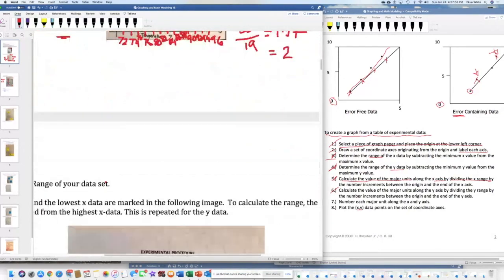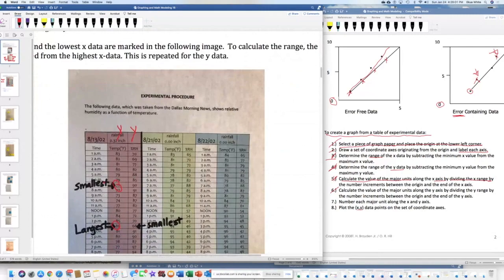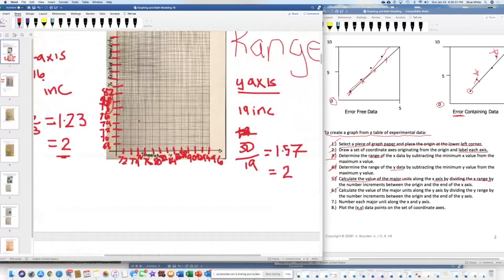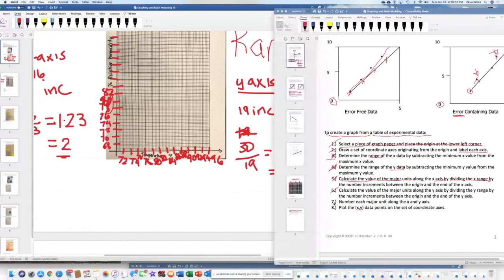And then the same thing with the y-axis. Was it 68? Yep, 68. So we'll start with that. 68, 70, 72, 74. So you see, once you know what you're doing, it's really not that bad, right? 76, 78. Ooh, I can't add. 80. It's okay. I understand. Once you do all that, if you pick a very good increment that you're comfortable with, it makes plotting so much easier and it goes so much quicker. So now that it says number each major unit, we just did that.